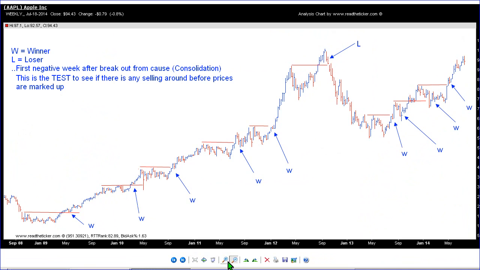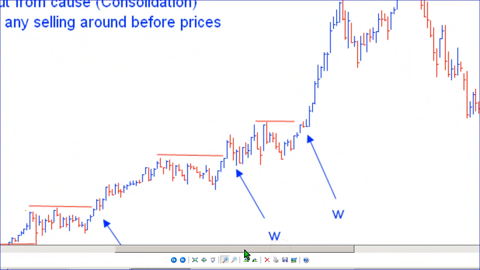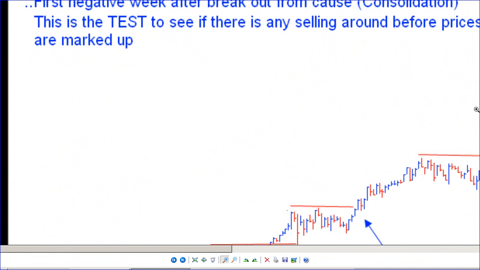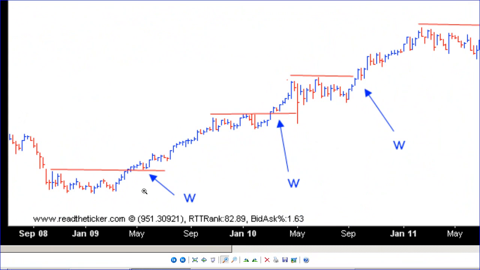Here we have accumulation and reaccumulations. Let's just take a closer look. Here we have where the cursor is. You'll see a sign of strength breaking up a resistance. And the first week, negative week, turns out to be a test. It proves that there's no selling around, and then you get a markup process. We have a reaccumulation, and the first week turns out to be a test.